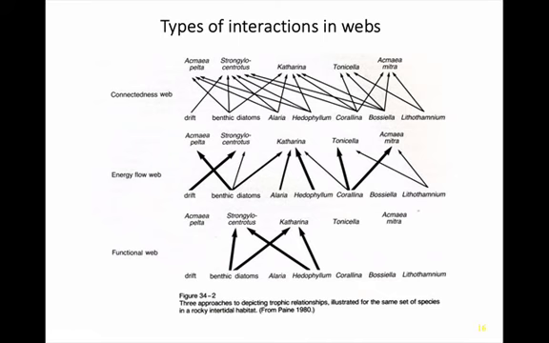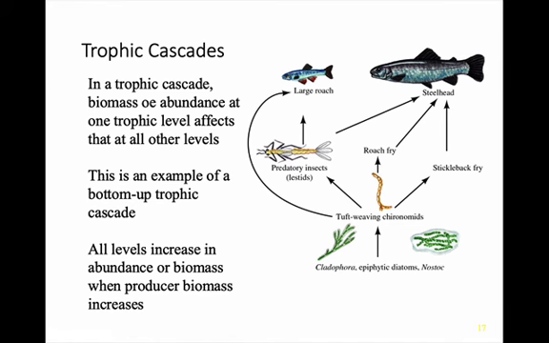Now, what we're looking at here so far is diversity. What we want to look at now is biomass. And to do that, we examine trophic cascades. In a trophic cascade, the biomass or abundance at one trophic level affects the biomass or abundance at all other trophic levels. So here is a bottom-up trophic cascade.